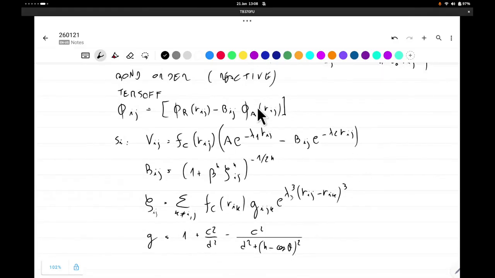So the first potential of success was introduced by Tersoff for silicon, and you have a repulsive part and an attractive part, and the attractive part is modulated by the so-called bond order. So something that depends on the environment. And for silicon, for example, it worked like this.